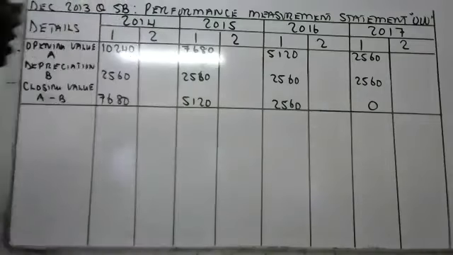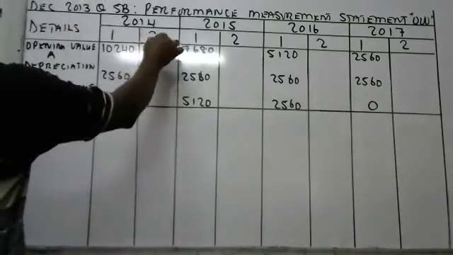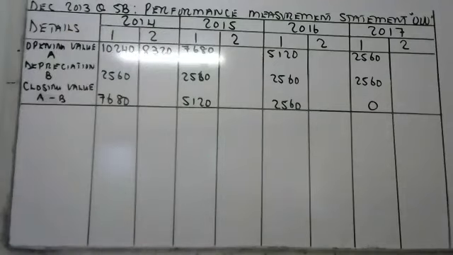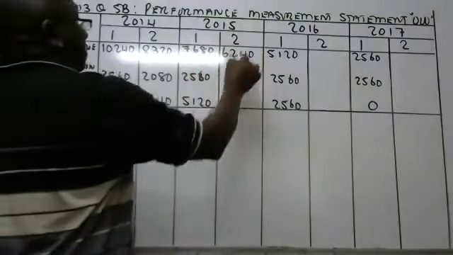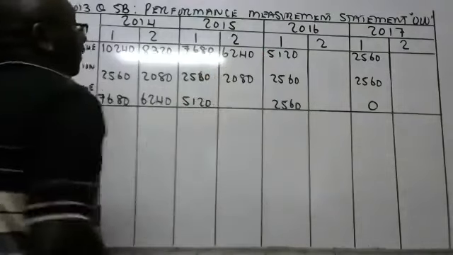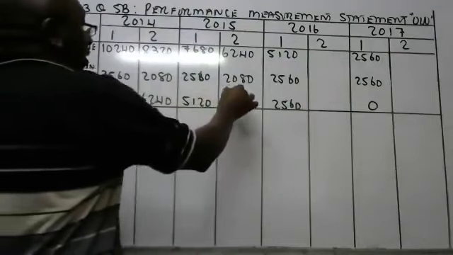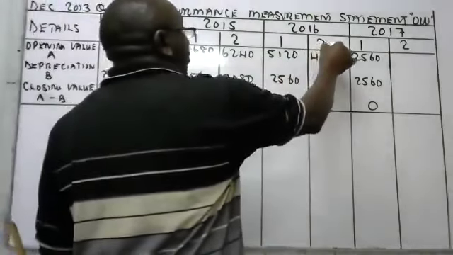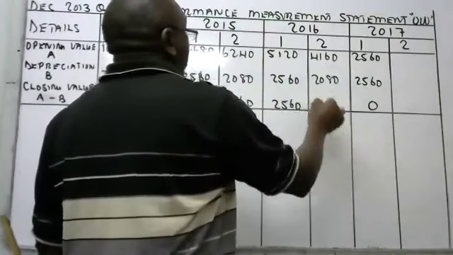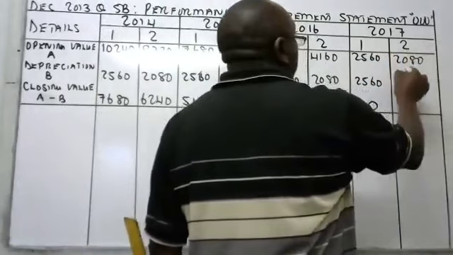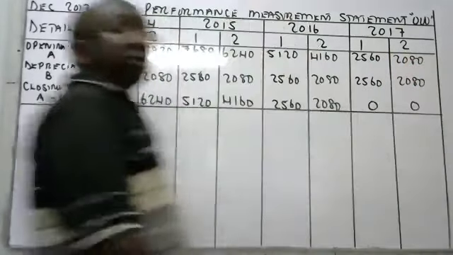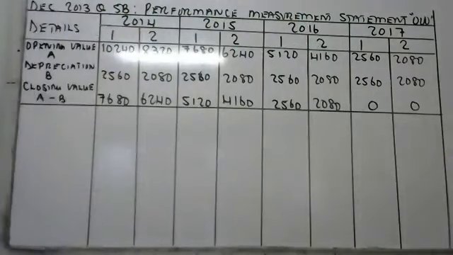Let's do the same for project 2. Project 2 had 8320. 8320 divided by 4 is 2080. So you get 6240. You less 2080, that gives 4160. Less 2080, that is 2080. Then you bring 2080, less 2080, and you get 0 there.